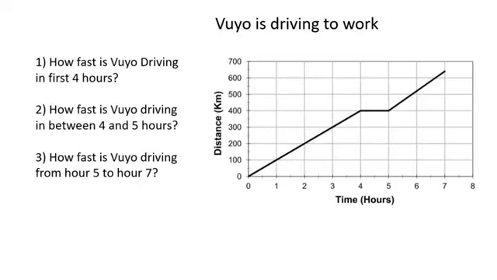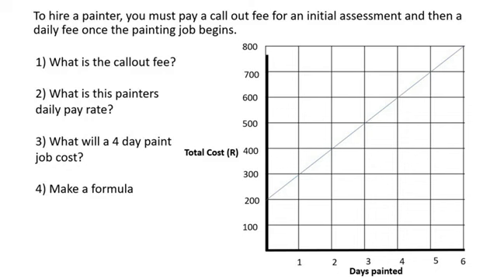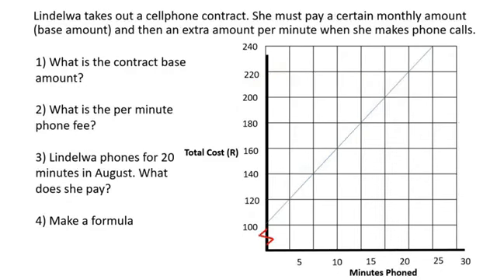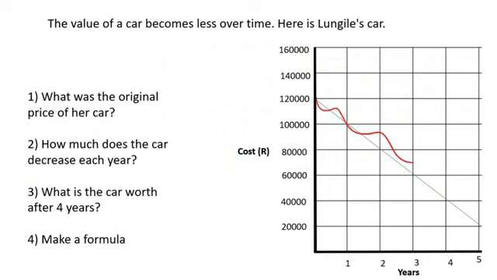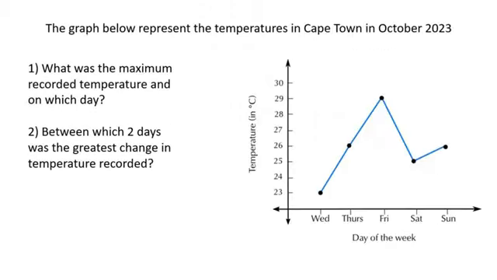Hey guys, so in this lesson we're just going to look at graphs, but we're going to use more real world examples. For example, here we have a person who's driving a car, here a person who's painting, here a cell phone contract, someone who's driving again, and then the value of a car becoming less. And then we also have one that has temperature.